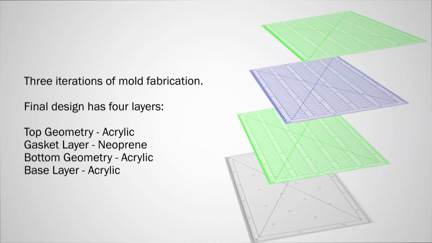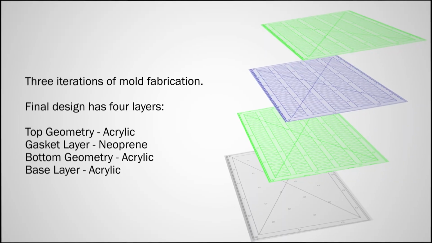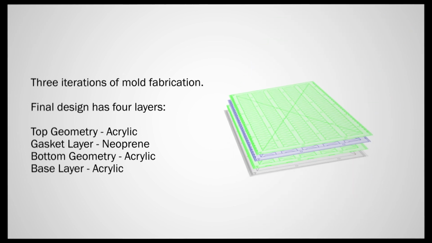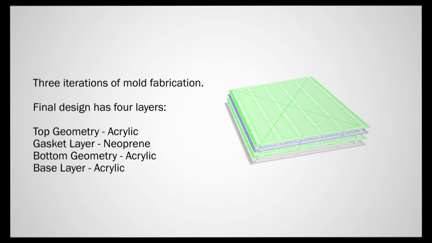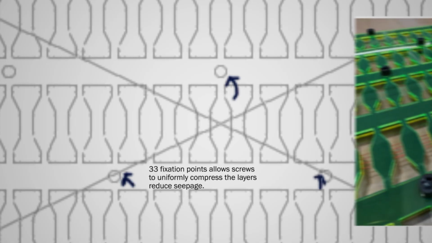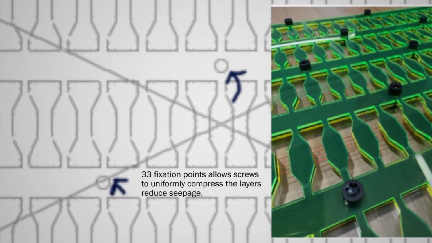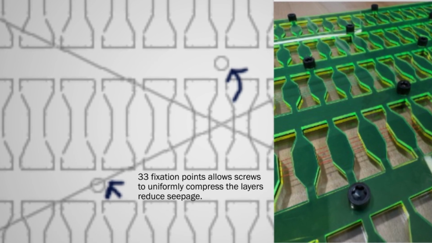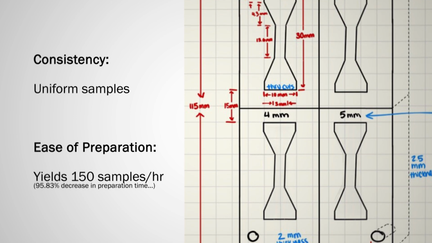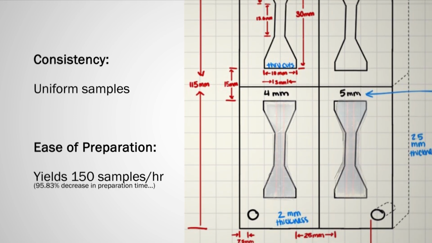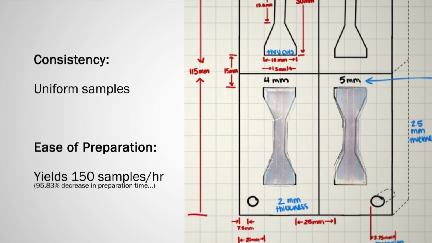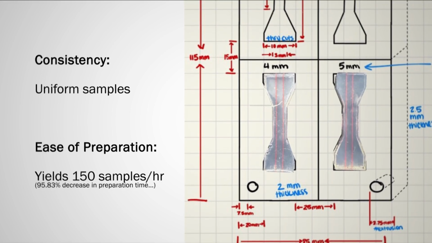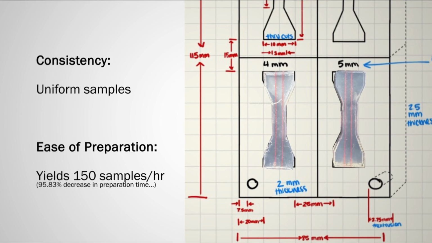Three iterations of the mold were developed, with the final design consisting of 4 layers: an acrylic base, 2 sheets of laser-cut acrylic, and a neoprene gasket layer to prevent leakage. The mold also includes 33 fixation points, allowing screws to uniformly compress the layers and further reduce seepage. A statistical analysis comparing the intrinsic and extrinsic properties of the samples confirmed that the mold produces uniform specimens, and the total preparation time for 150 samples was reduced to just over 1 hour.